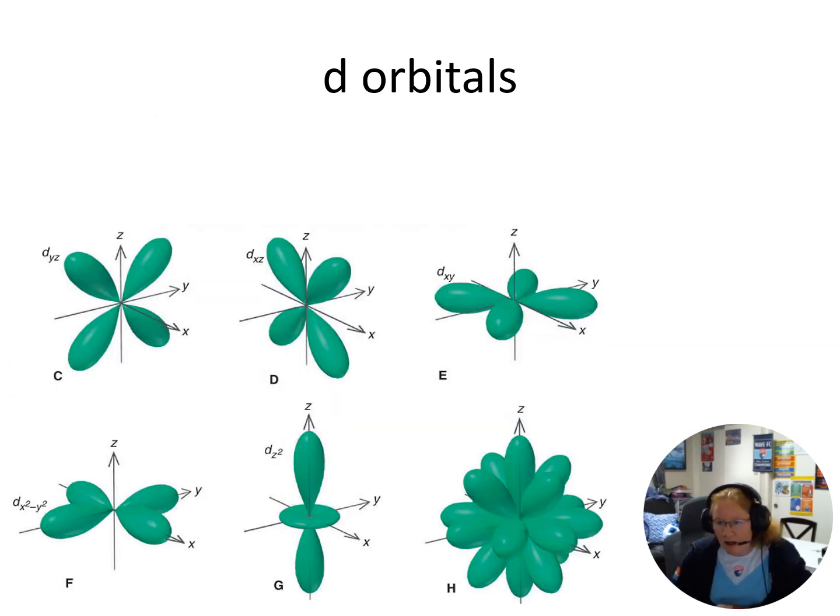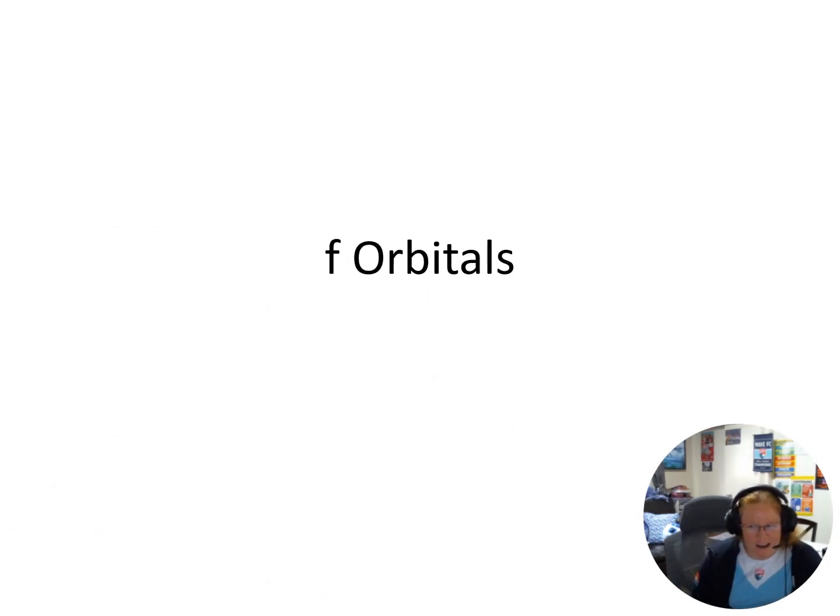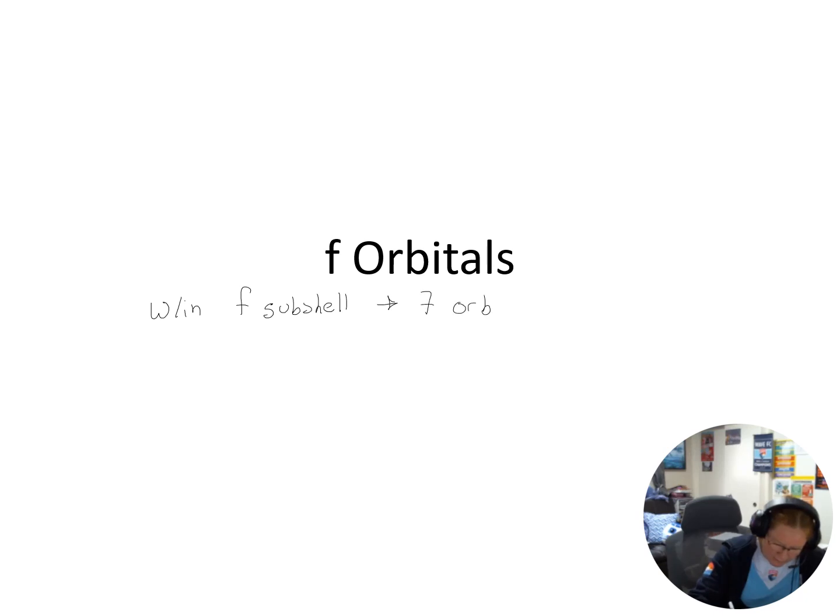Okay, if I take all 5 of those d orbitals and I superimpose them on each other, now we get an even crazier picture, but it starts to look a little bit more spherical, right? Okay, and then we get to our f orbitals. And so within the f subshell, we have 7 orbitals. Because now within our f subshell, our L value is going to be 3. And so our m sub L, -3, -2, -1, 0, +1, +2, +3.